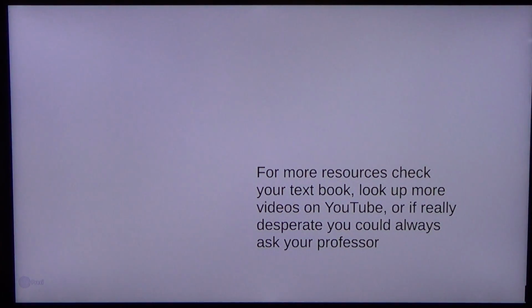After this example, hopefully you are better able to solve optimization problems. If you do need more resources, of course your textbook is a good place to start. There are other YouTube videos out there, better YouTube videos, honestly admitted, and if you are very, very desperate, you could always go up and ask your professor any questions that you have on this type of topic. They probably will give you answers. Hopefully you'll understand them. If you don't, you can always go back to YouTube again and find more videos.